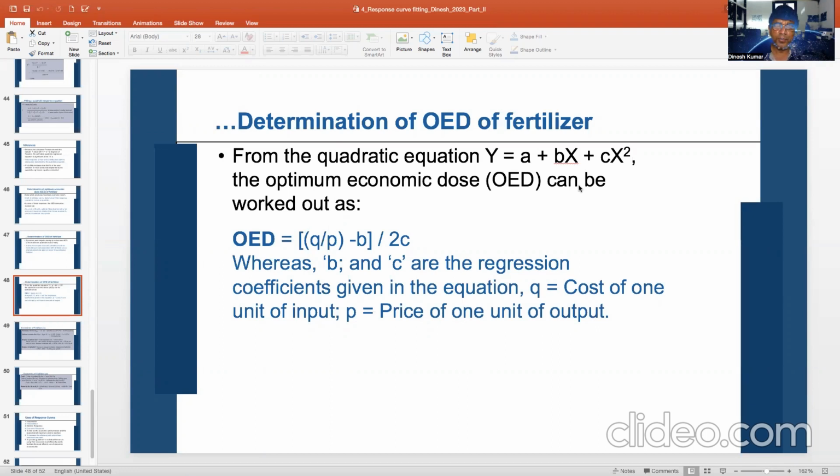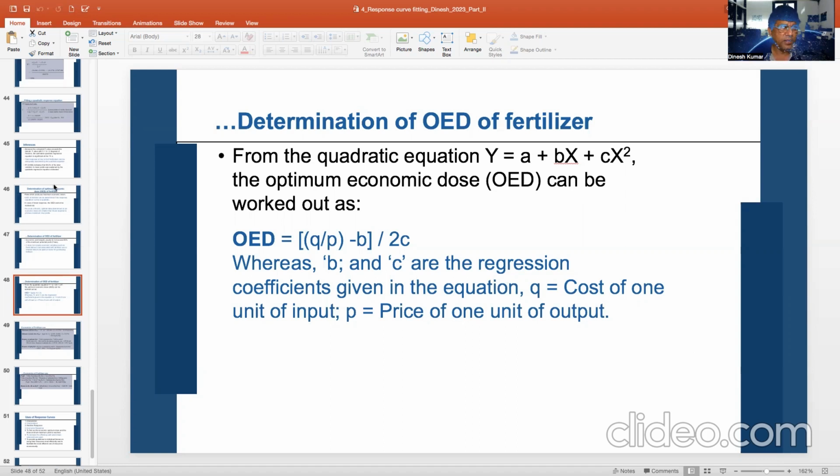So formula is Q upon P minus B whole divided by 2C. B and C are the regression coefficients. You have fitted the equation and you remember you have found out the value of A, B and C. So you can put the value of A, B, C and Q is the cost of 1 unit of fertilizer or input, and P is the price of 1 unit of output. So this is the formula you need to remember, and you will get one numerical on this. So better to remember this formula.